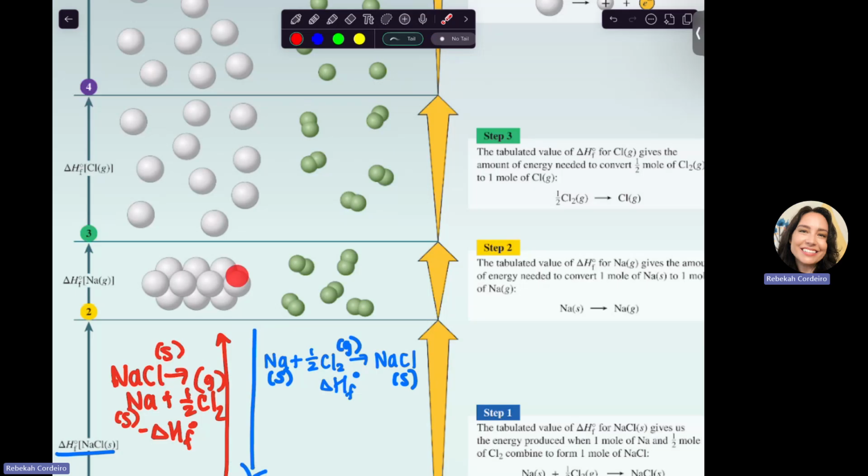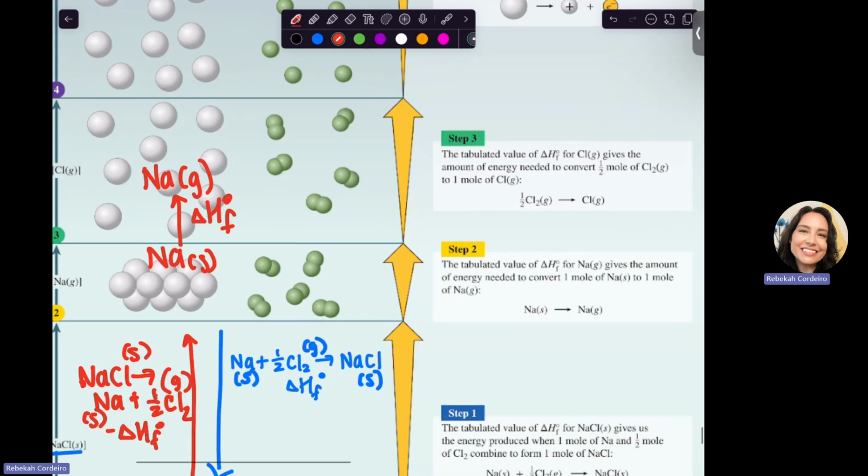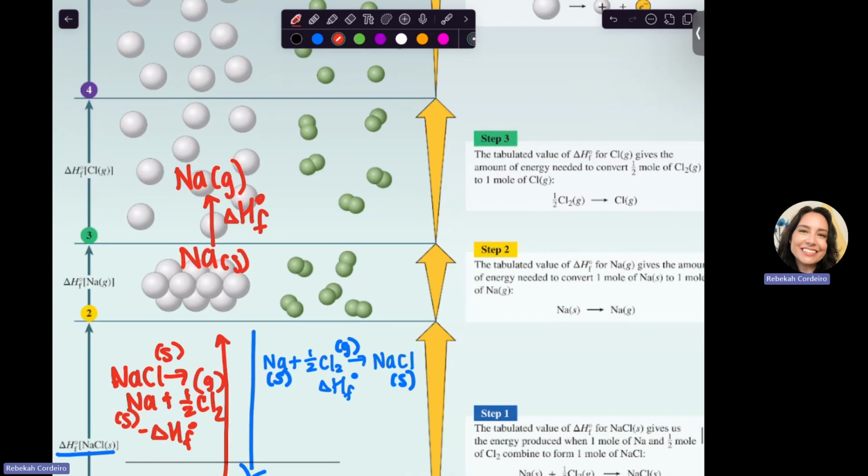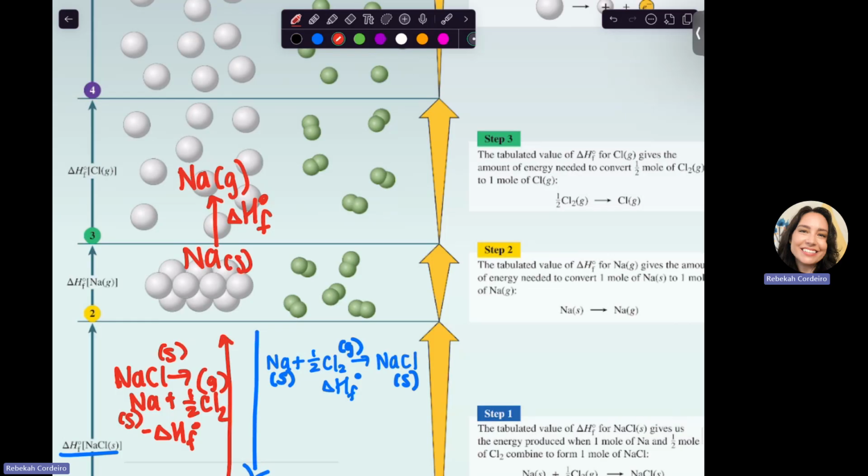We're going to take the sodium metal. This is sodium solid, and we're going to turn it into sodium gas. So this is going to be the enthalpy of formation of sodium gas. And so we can just look at that enthalpy of formation, and that would be our change for that step. Notice that in that step, the chlorine didn't change. We're doing it one at a time.